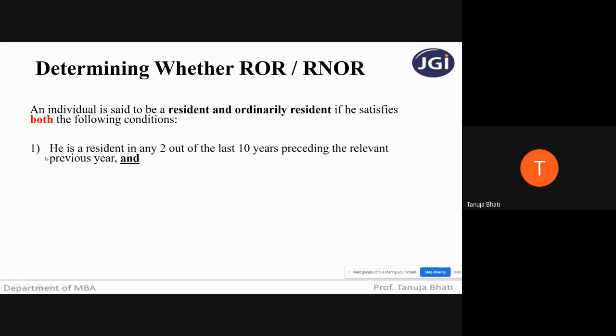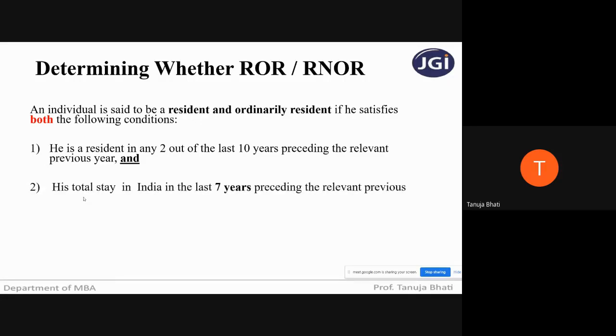First condition: he is a resident in any 2 out of the last 10 years preceding the relevant previous year. In short, his stay in India is for at least 2 years out of the 10 years preceding the relevant previous year. Preceding the relevant previous year means you exclude the previous year, and see the 10 years before that, to check whether his stay in India is for 2 years or more.